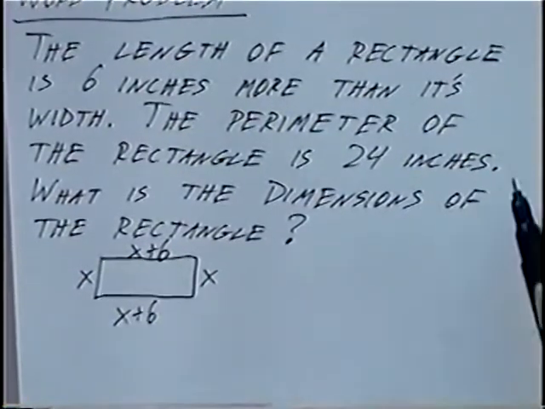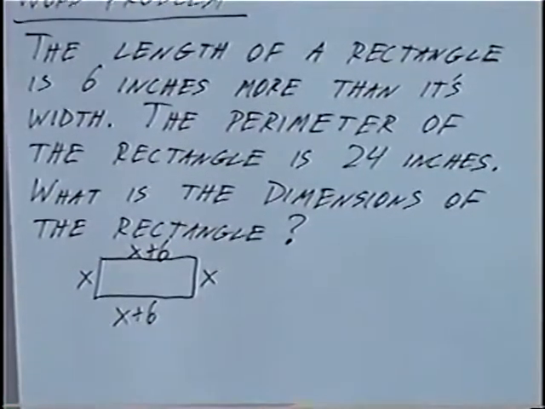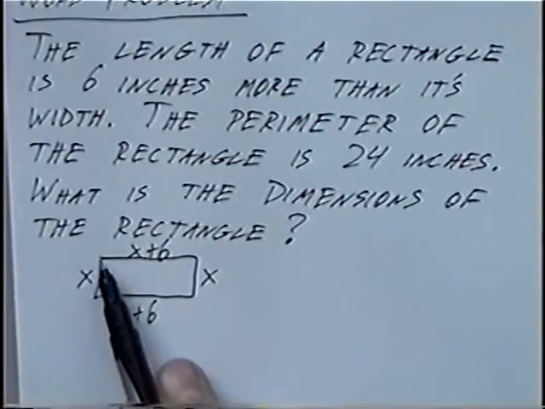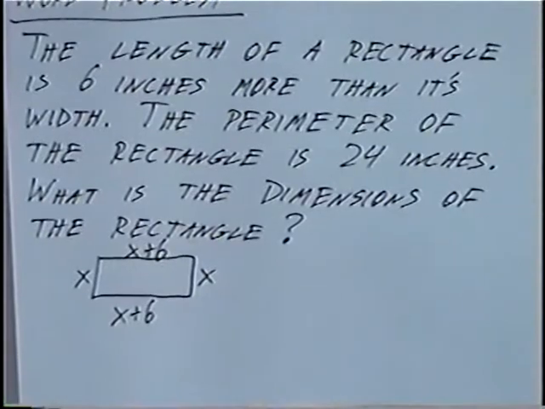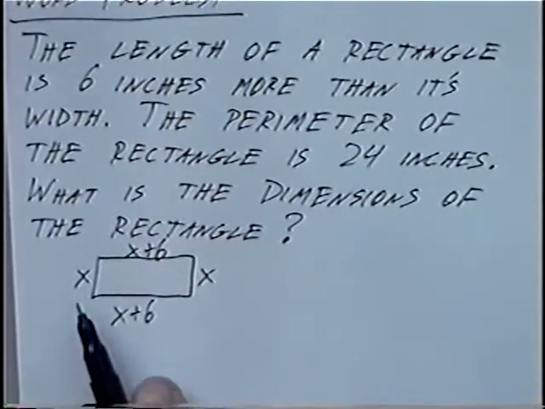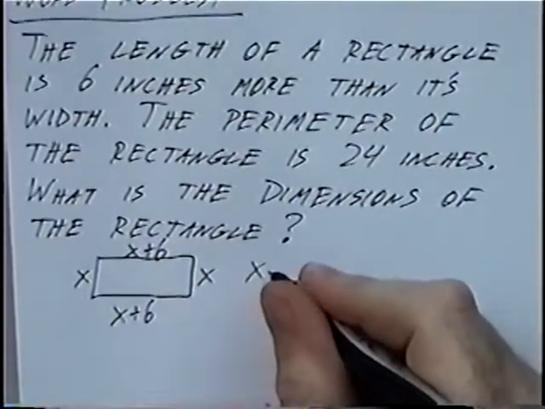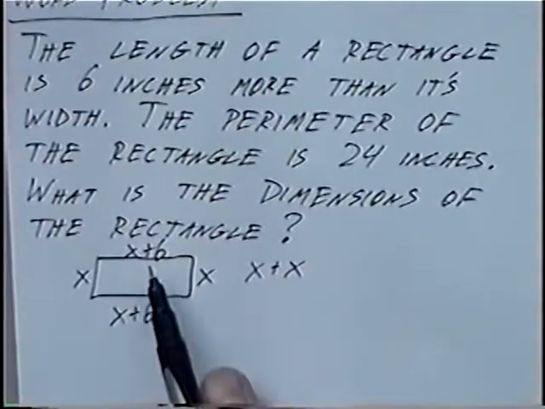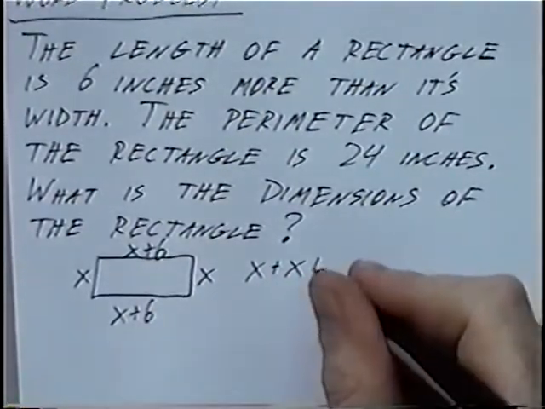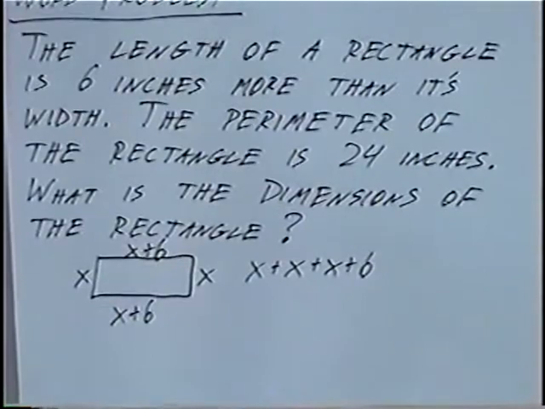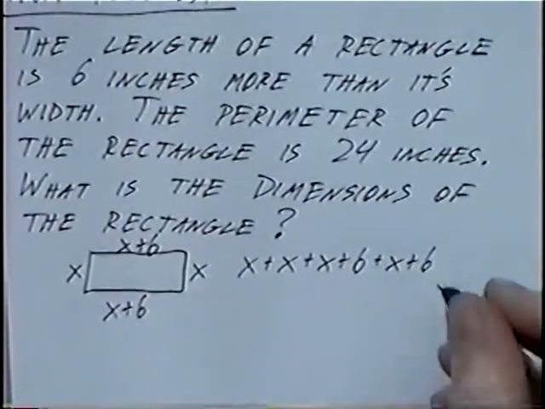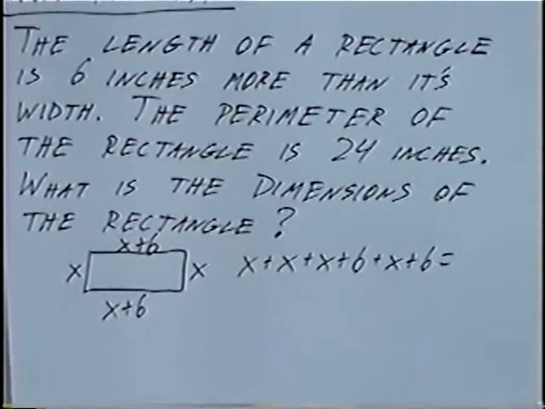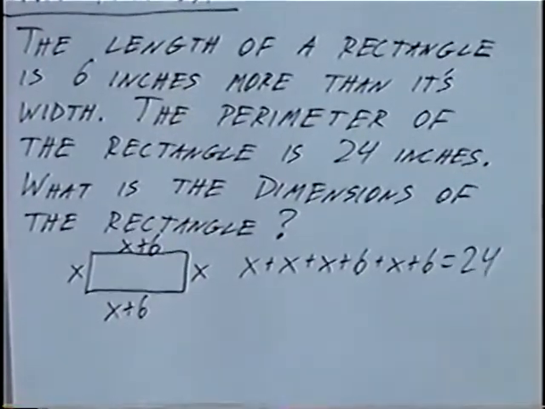The next sentence says the perimeter of the rectangle is 24 inches. The perimeter is the distance around, or the sum of all four sides of a rectangle. So if we add up all four sides, we have two x's, x plus x, and we also have x plus 6 and x plus 6. So we'll add x plus 6 and another x plus 6. That equals the perimeter, which in the problem is equal to 24.